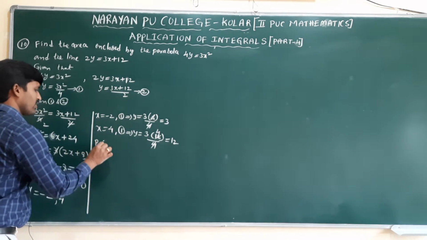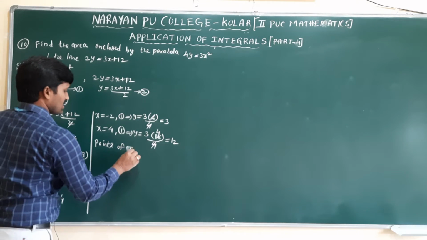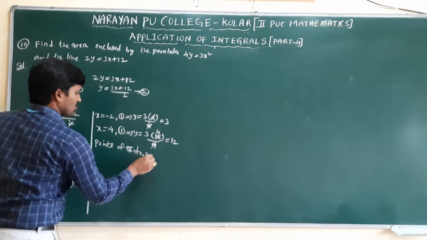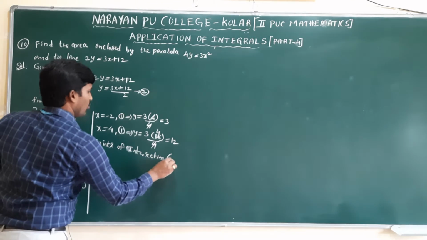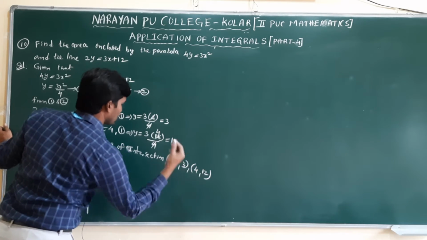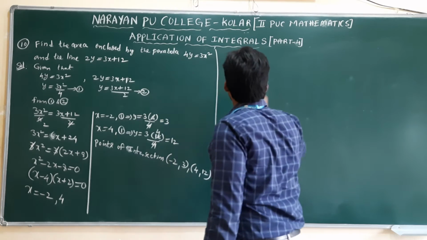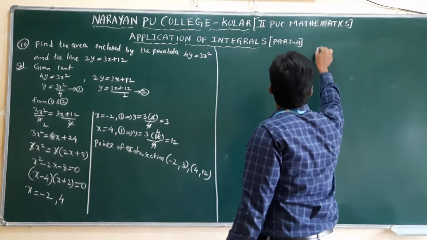Now points of intersection. One point is minus 2 comma 3. Another point is 4 comma 12. You will take the graph, a rough sketch only. Exact scale is not required.